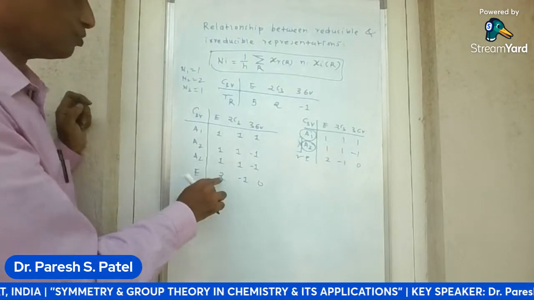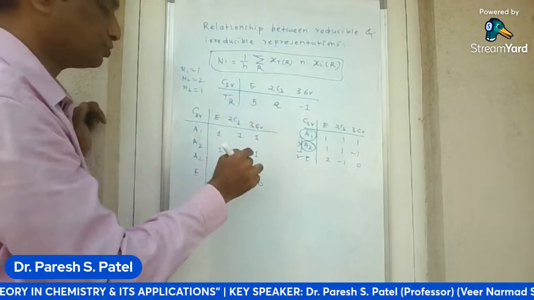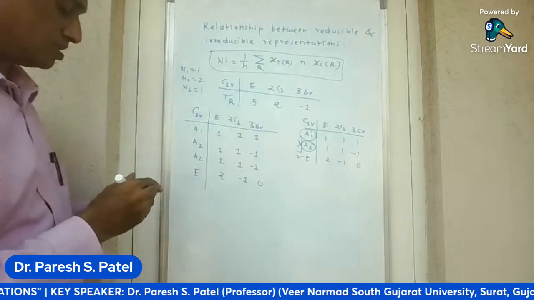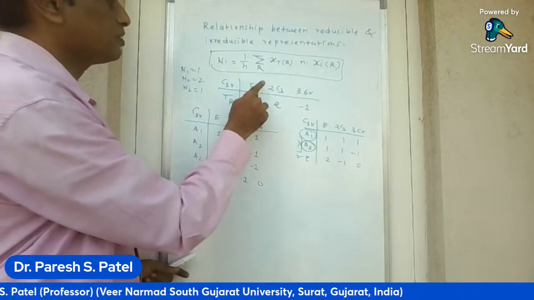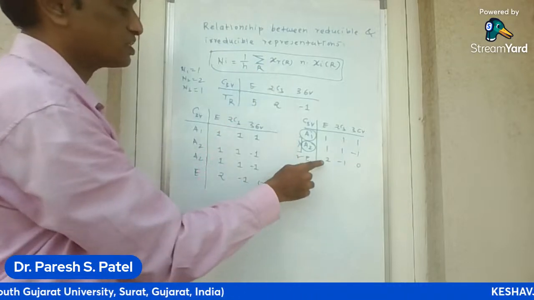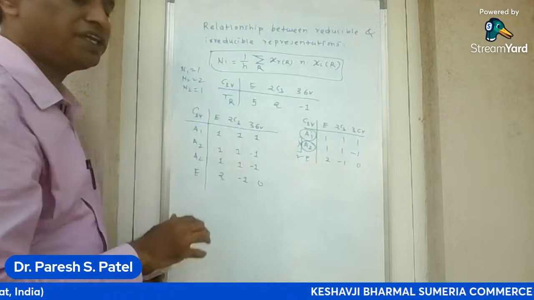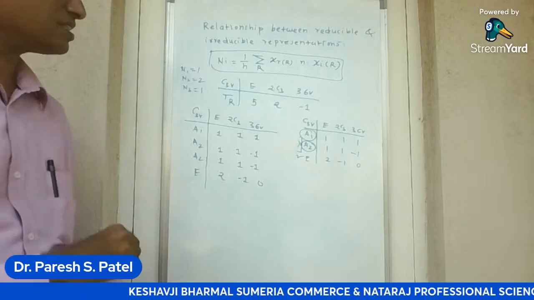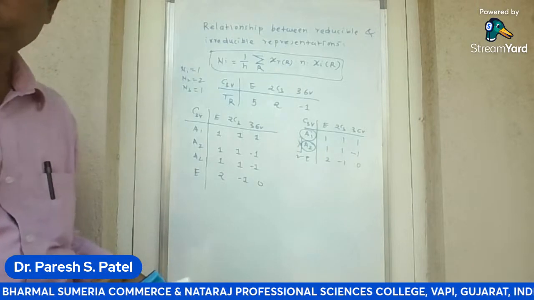Adding up: 2 plus 1 plus 1 plus 1 is 5, minus 1, 1, 1, 1 is 2, 0 minus 1 minus 1, 1 means minus 1. So this is a reducible representation. We can convert this reducible representation with the help of the relation between reducible and irreducible representations and the character table for the C3v point group. So these are the irreducible components. Dear students, we can convert these reducible representations into irreducible components.